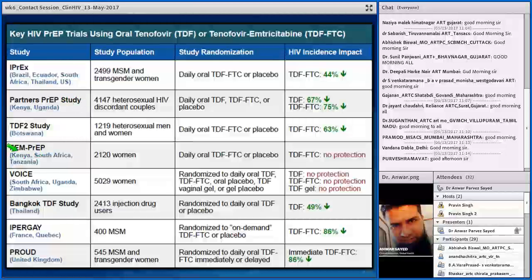There were a couple of studies though here, if you can see, FEM-PrEP and VOICE, where the number of study population is again quite big, but here no protection was seen. We'll come to these two studies in the next slide, why it happened that there was no protection, while in all the other studies there was very good protection, like the Bangkok study, iPrEX, and then the PROUD study. All these studies show that HIV incidence has considerably reduced with usage of pre-exposure prophylaxis.